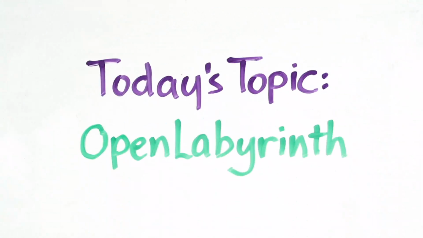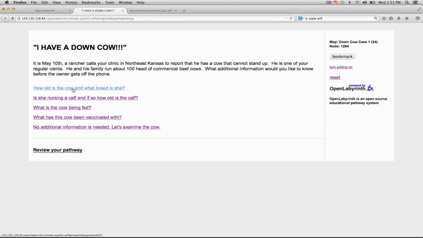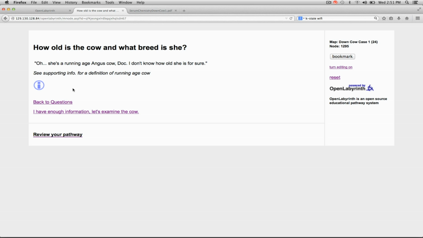Open Labyrinth is a teaching software tool that was developed by the technology group at the College of Medicine and Veterinary Medicine at Edinburgh University. It is really a branching algorithm that allows you to set up case scenarios that go through different iterations depending on how students answer questions in a particular order.